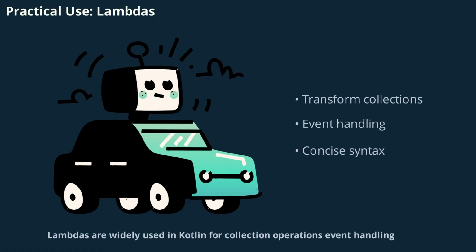Lambdas are widely used in Kotlin for collection operations, event handling, and callbacks. For example, you can use map, filter, and reduce with lambdas to transform data efficiently. Their concise syntax makes functional programming patterns easy to implement, helping you write code that's both powerful and readable.